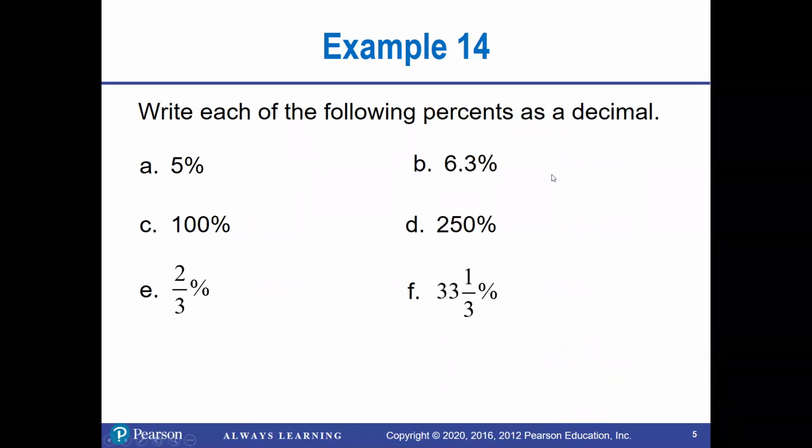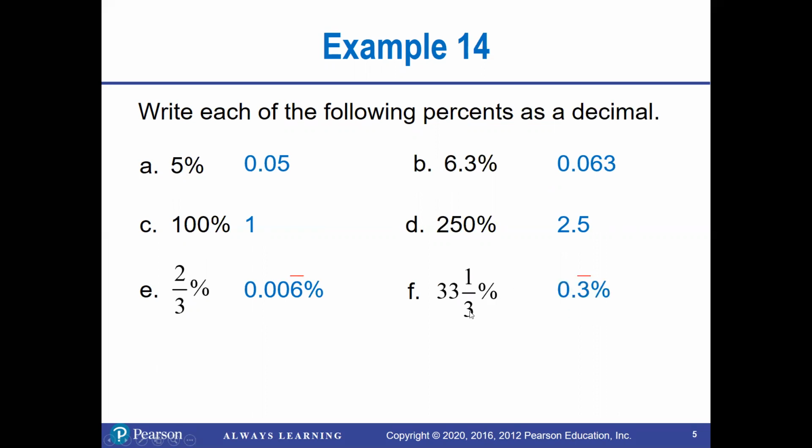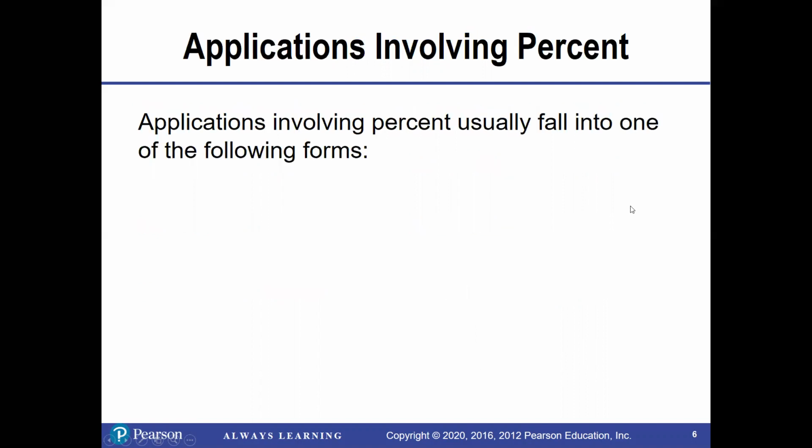All right. So writing these as decimals. In these cases, you would actually move the decimal 2 to the left: 0.05, 2 to the left: 0.063. Now, moving the decimal here to the left would make it a 1. To the left, 2.5. Now, you would actually have to put that in decimal form first, and then move it. Okay, as simple as that.